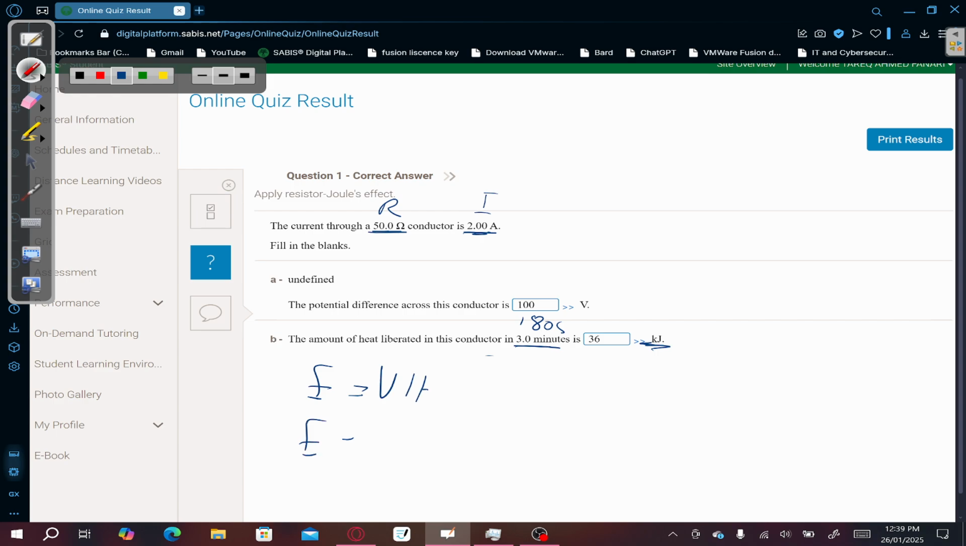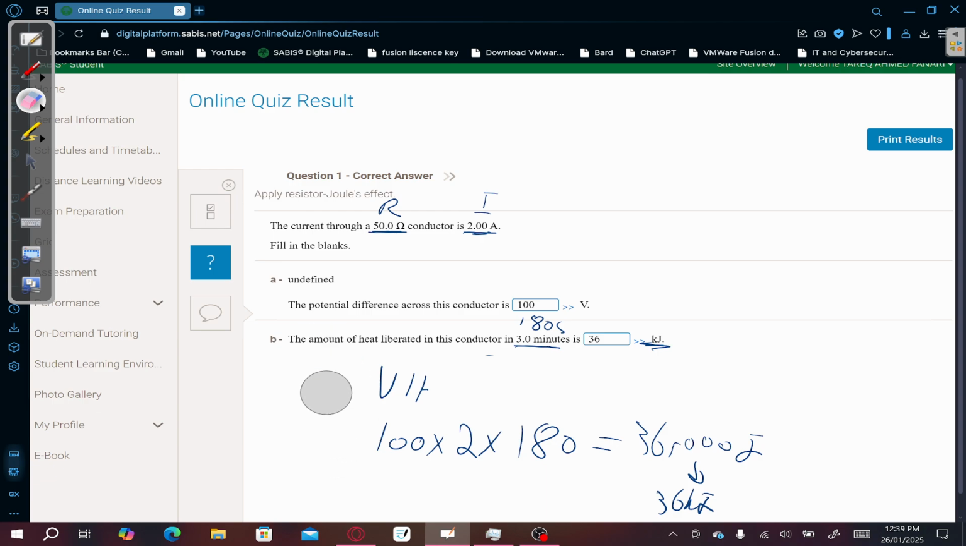So we're just going to plug in all the values we have. 100 volts times I, which is 2, times the time, which is 180. This gives me 36,000 joules, and the same process, you divide by 1,000, gives me 36 kilojoules. It was arguably much faster solving this way than the other way.